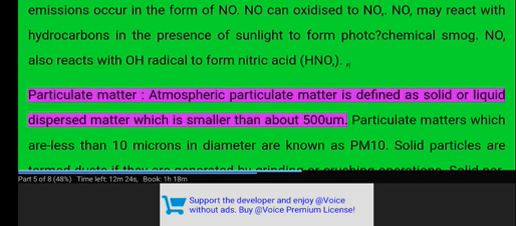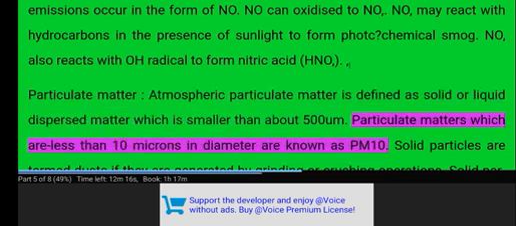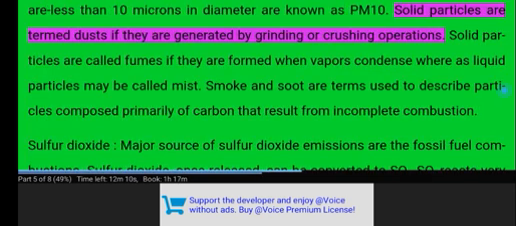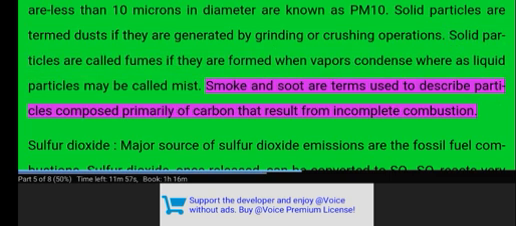Particulate matter. Atmospheric particulate matter is defined as solid or liquid dispersed matter which is smaller than about 500 microns. Particulate matter which is less than 10 microns in diameter is known as PM10. Solid particles are termed dusts if they are generated by grinding or crushing operations. Solid particles are called fumes if they are formed when vapors condense, whereas liquid particles may be called mist. Smoke and soot are terms used to describe particles composed primarily of carbon that result from incomplete combustion.